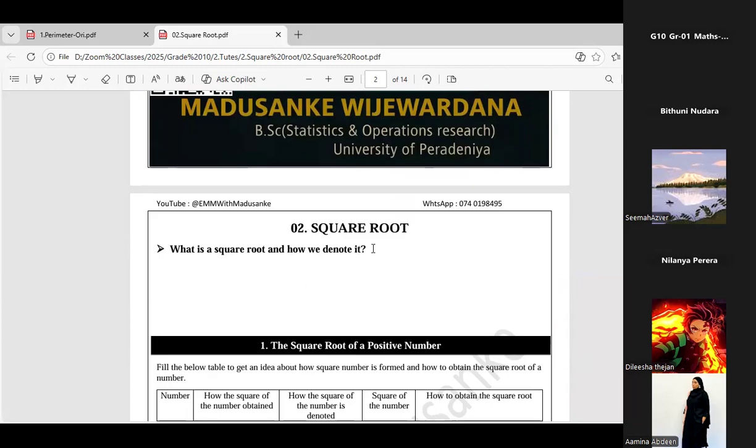Those who are having the tute, no need to write, right? Those who do not have the tute, please write this. What is the square root and how do we denote it? Right? I will put this into the chat as well.